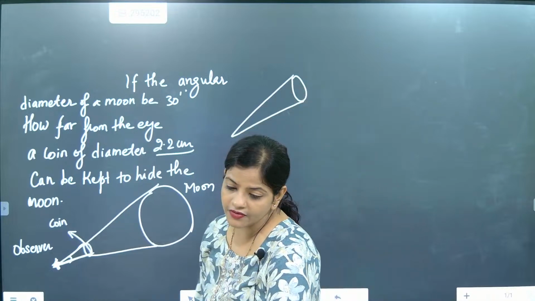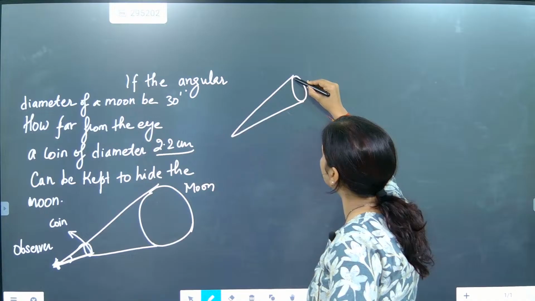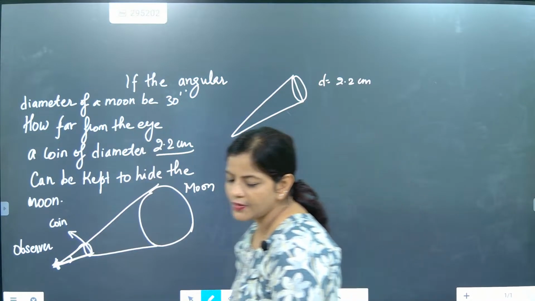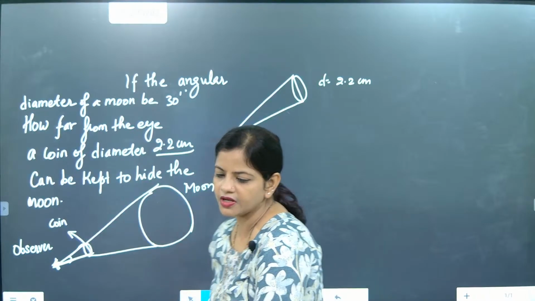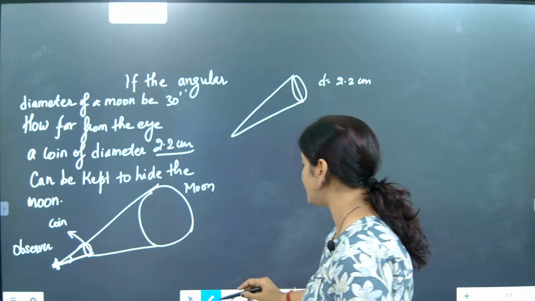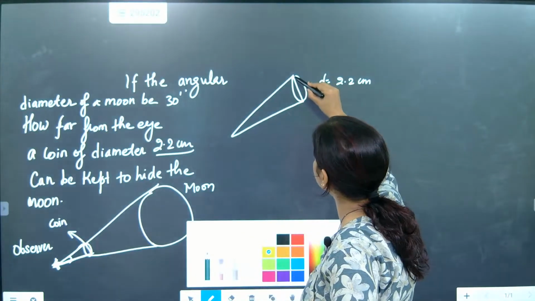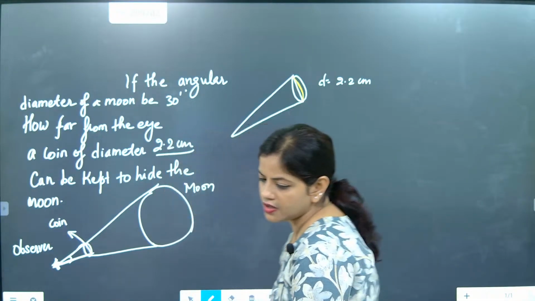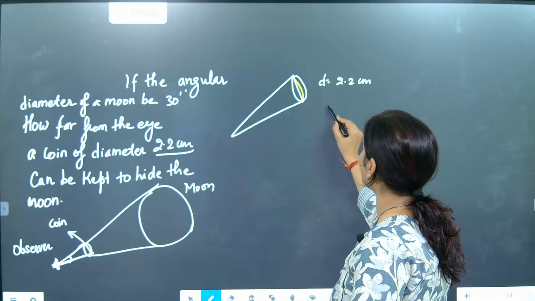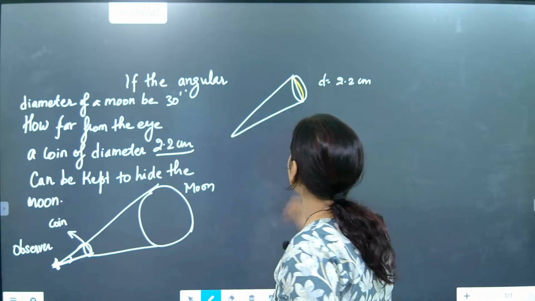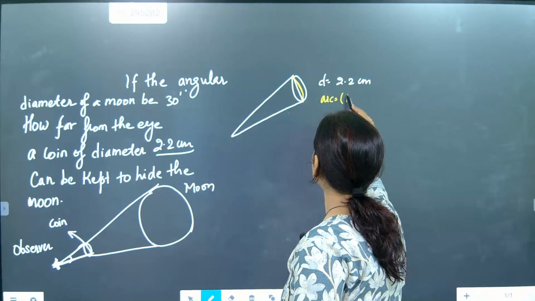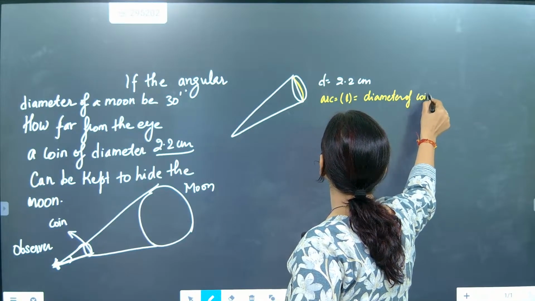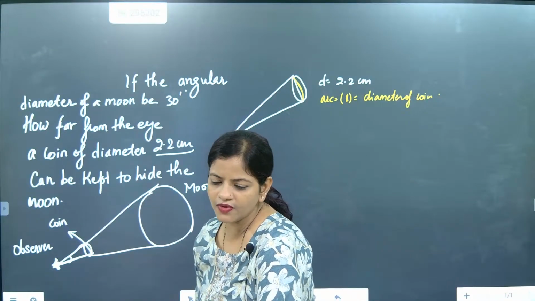The diameter of the coin given is 2.2 centimeter. And what I told you, beta, this diameter is coming as 2.2 centimeter. Here we have understood that the diameter part will be considered as arc. The diameter is considered as what, beta? Arc. So here this is exactly arc. So L, the arc length, will be considered as the diameter of the coin.